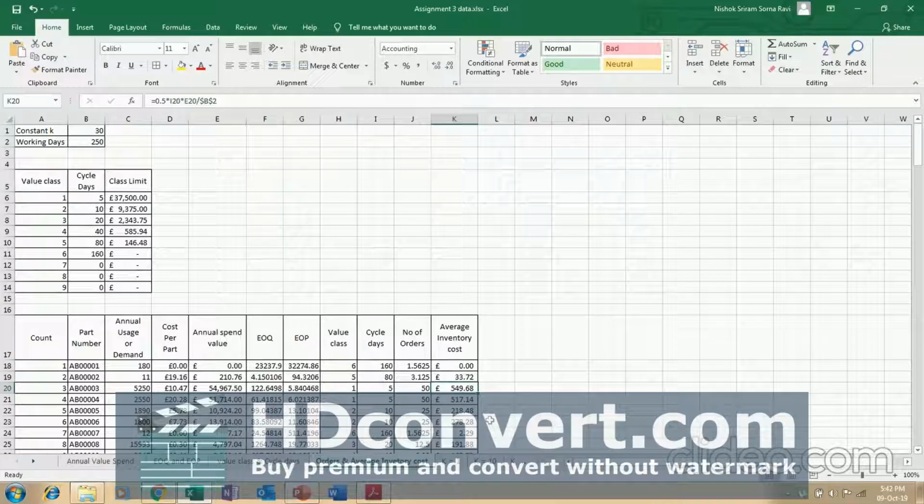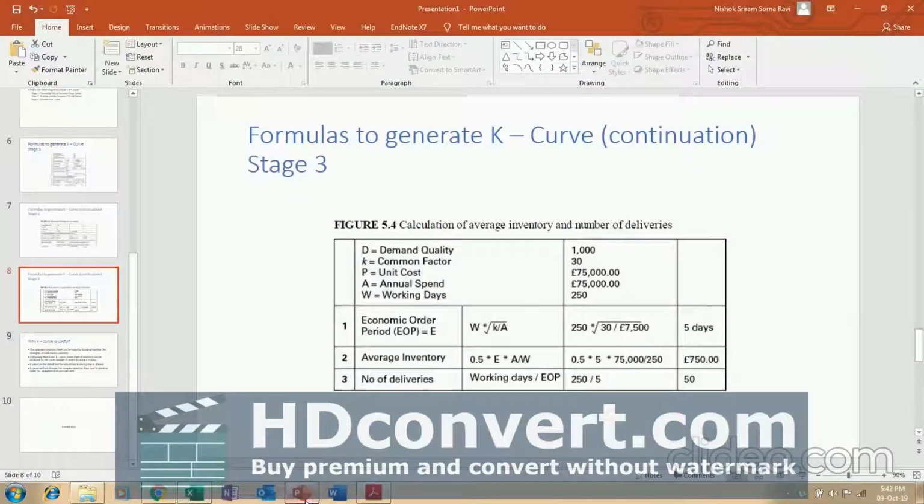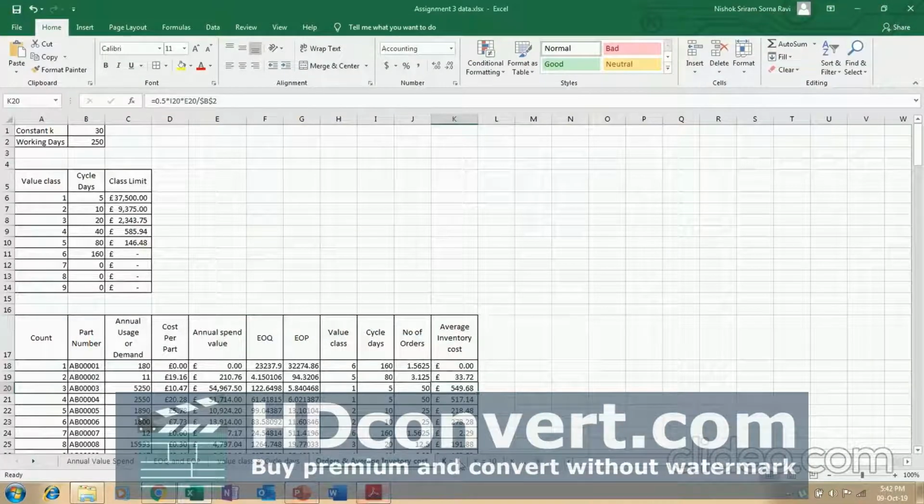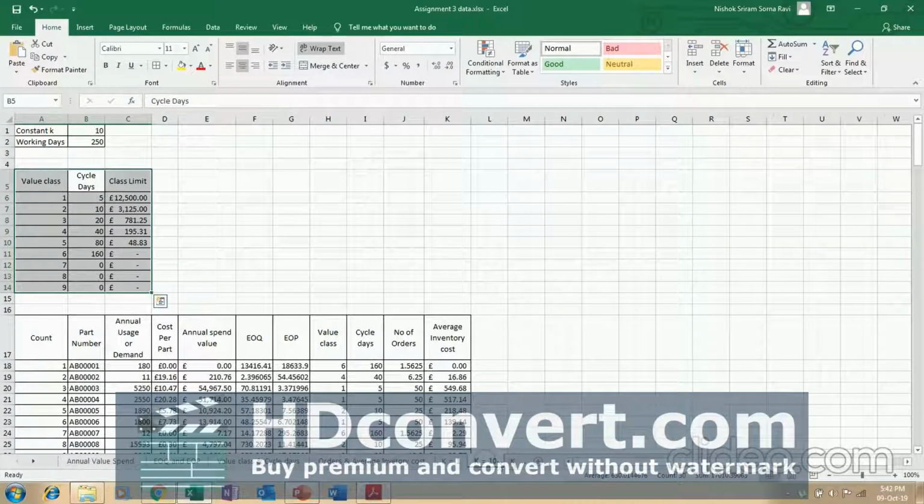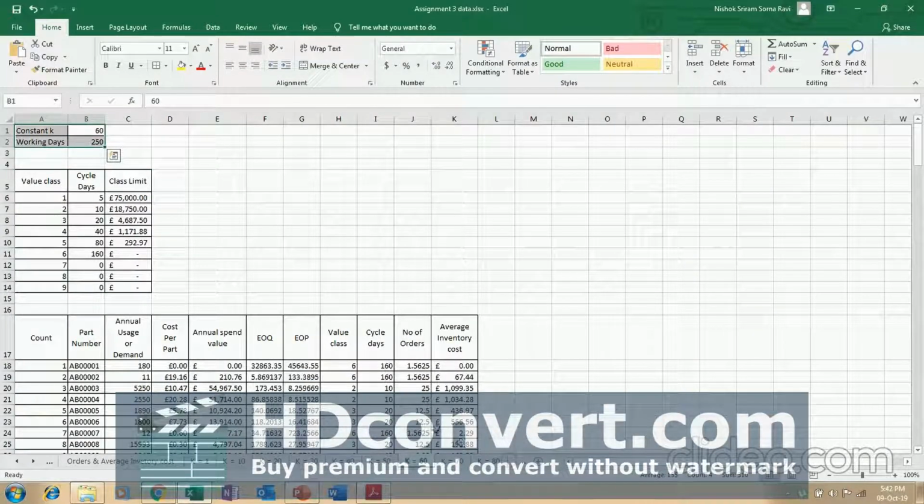Now finally, you need to create a K curve. In order to create a K curve, we know that K is the constant over here. Its value can be changed from 1 to 100. So by changing this value from 1 to 100, we find different values.